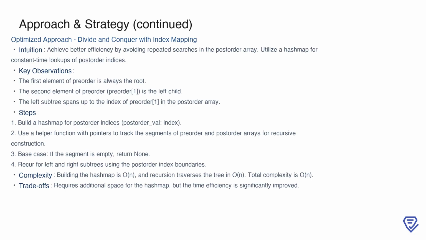The intuition remains the same: the first element of the Preorder array is the root, and the second element represents the left child.